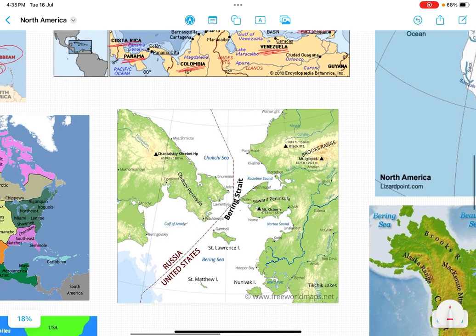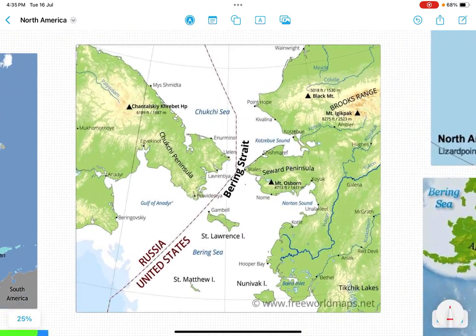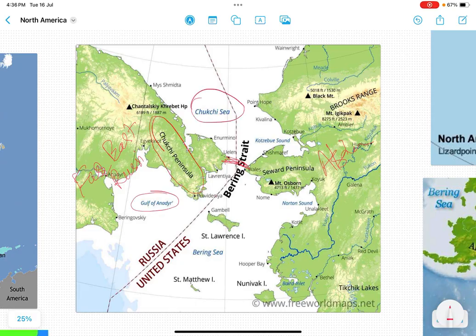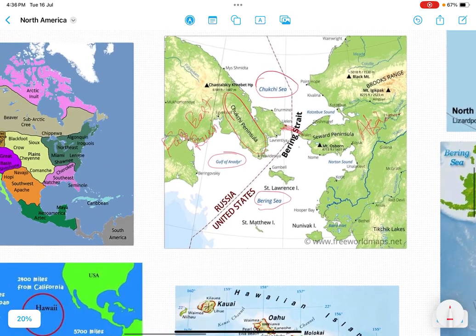So as I have mentioned, we have the Bering Strait. This Bering Strait is also the dividing line between Russia and the United States. See how close they are. This is Alaska, and this is the far east of Russia. Far east we call it. This is Chukchi Peninsula. This is called Chukchi Sea. This is Gulf of Anadyr, and this is Bering Sea, as you can see.